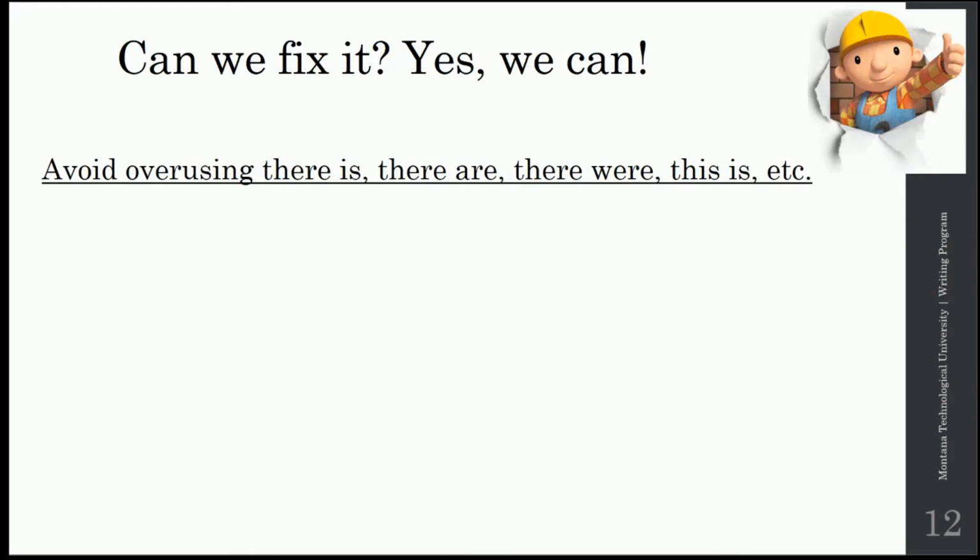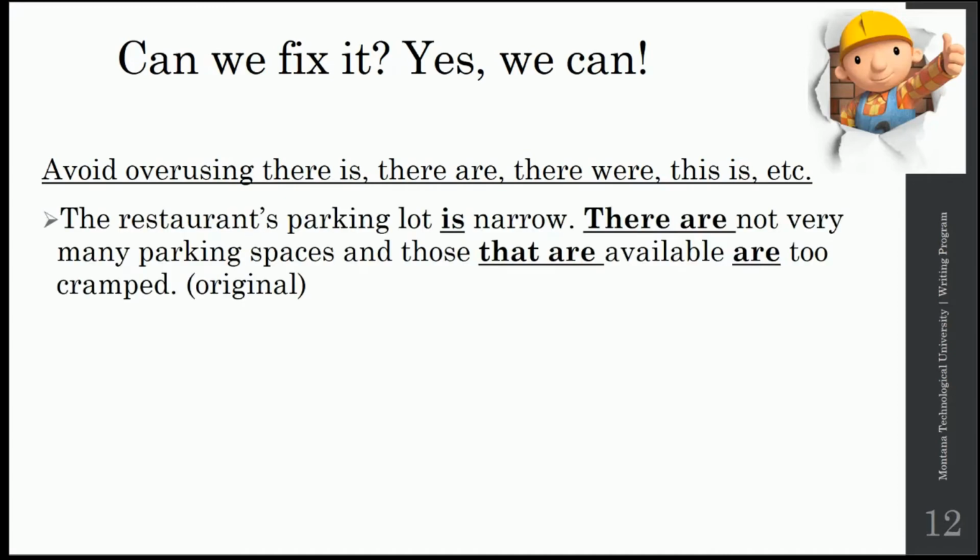Look out for these false subjects. There is, there are, there were, this is, etc. And we don't want to use these because it's hard to understand what we're talking about. The restaurant's parking lot is narrow. There are not very many parking spaces, and those that are available are too cramped. Okay? Holy cow, we've just overloaded the reader, and pretty soon they're going, okay, what is the problem?